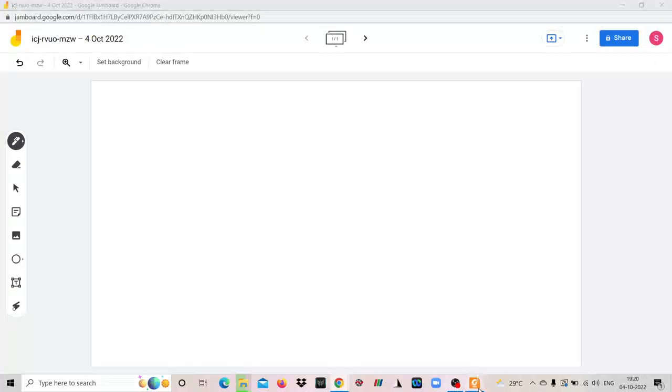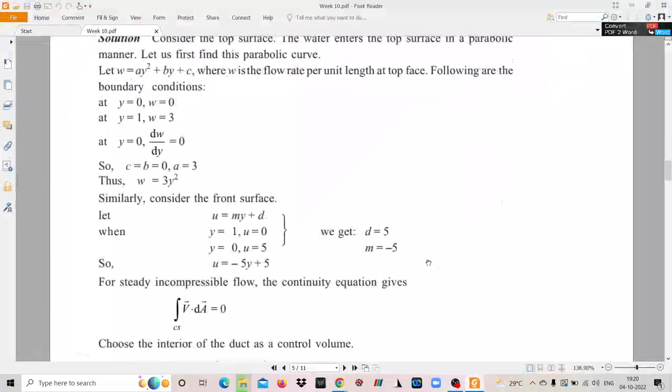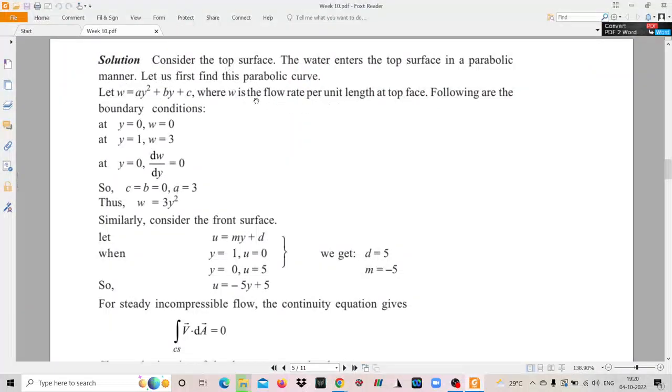Why y? Because this variation is along the length, and this is the y-axis. Now, you are free to choose a Cartesian coordinate system, a convention of your own choice, but in this particular problem we have taken this as x, this as y, this as z. You can choose anything according to your convenience, but in that case you need to determine these expressions carefully. So w is the flow rate per unit length at the top face.